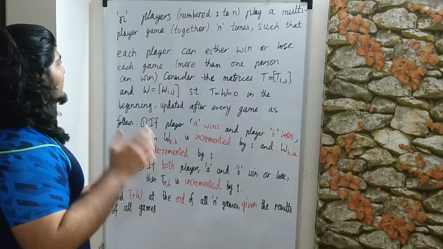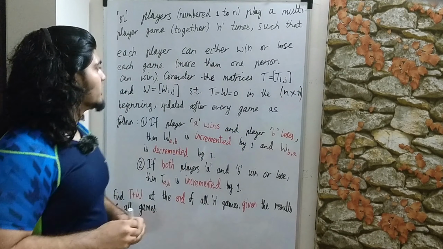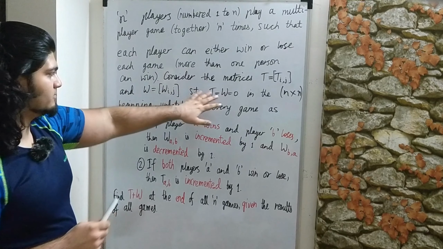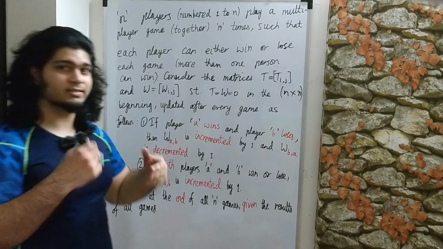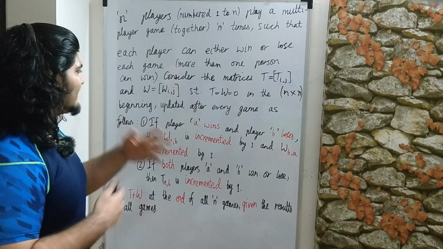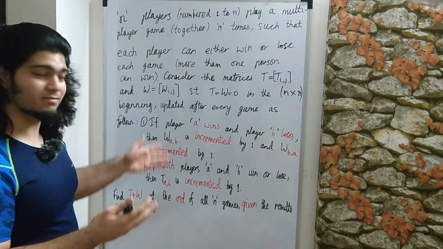And then consider the matrices T and W such that T and W are both the null matrices in the beginning. And wait, I forgot to mention that they are n cross n matrices. So I'll just write it over here. So they are both n cross n matrices, and in the beginning they are both the null matrices, and then as the rounds of the game go on, we keep updating them kind of. So the rules for updating them are written over here.